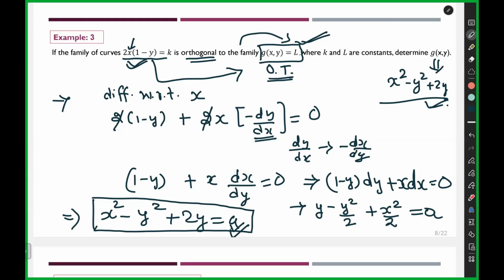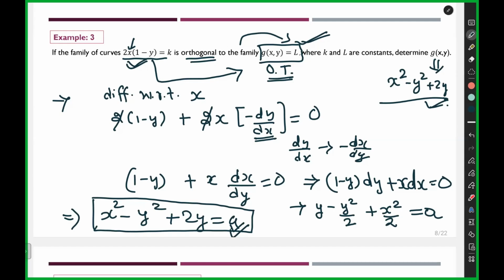Sir, I have not understood this point. It is given that 2x minus 1 minus y is equal to k is the orthogonal to the family of g of x y. Conversely, g of x y is equal to L also is orthogonal to this family of the previous one.